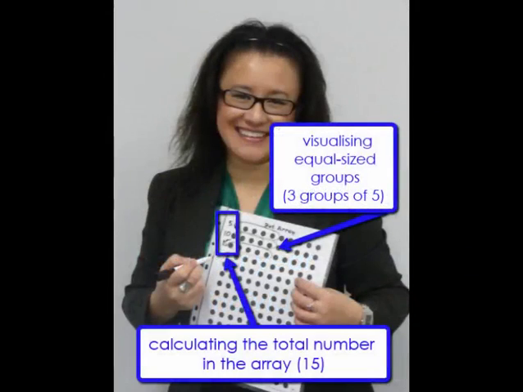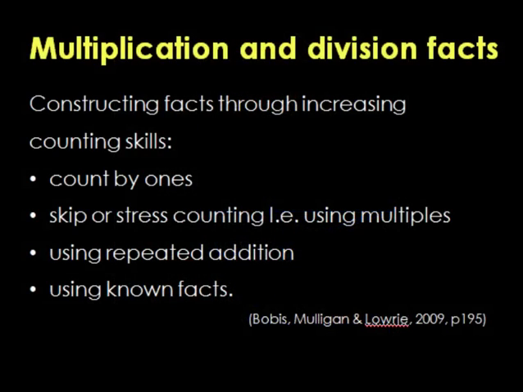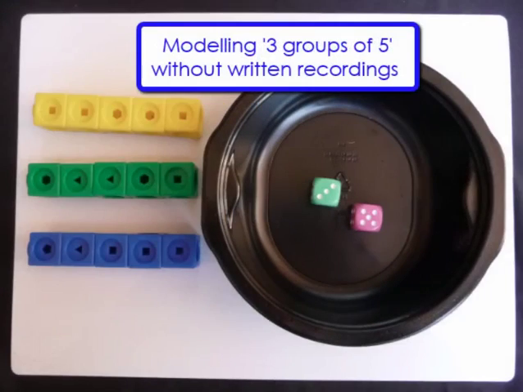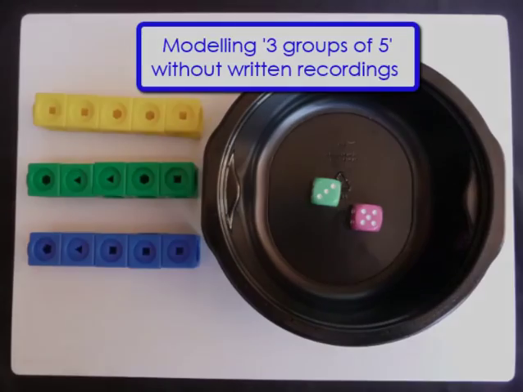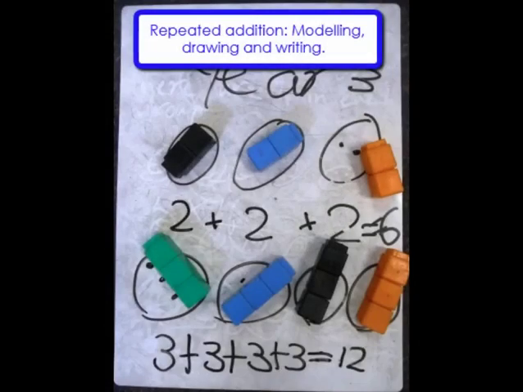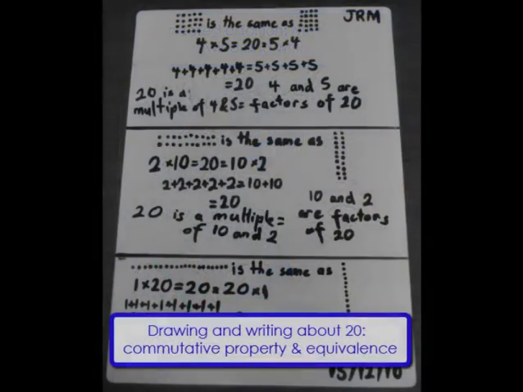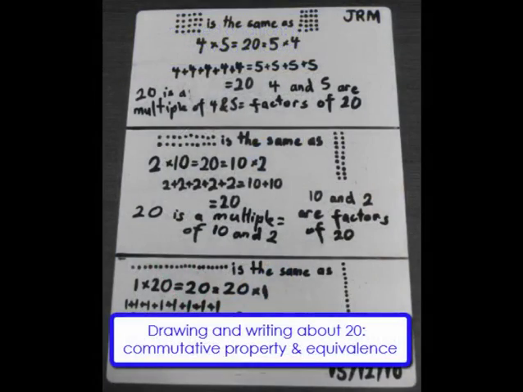We shall now explore two teaching and learning activities which use the array structure to visualise equal-sized groups, then calculate the total number in the array. The first parallel task is for years 1 to 4 and designed to construct multiplication and division facts through increasing counting skills. We will sequentially move through the task to see how I've differentiated it so that all students in the class can access and engage with the activity regardless of where they are at in their development, from using repeated addition to being able to represent and explain the commutative property in a variety of ways.